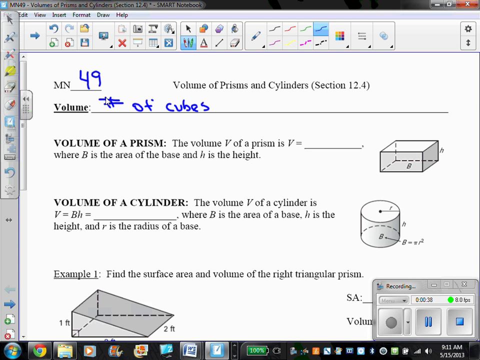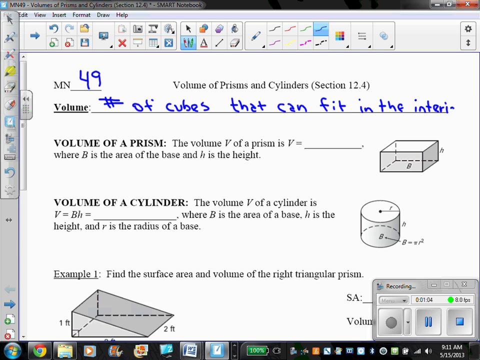And that's why it's always in cubic units, like feet cubed, inches cubed, because you're talking about the number of cubes inside that you can actually fill your space in your 3D shape. So number of cubes that can fit in the interior. Now this is definitely a Miss Bakken definition.